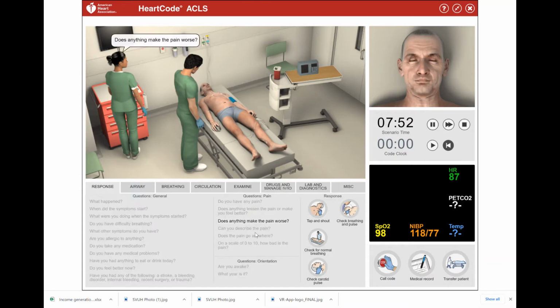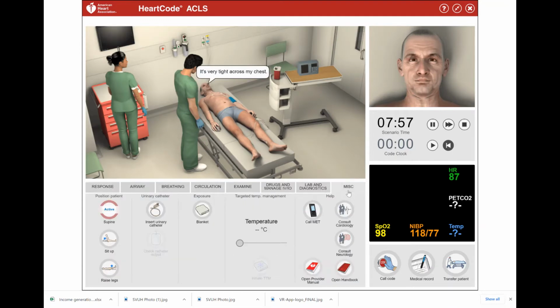Does anything make the pain worse? It gets worse when I walk. It's very tight across my chest. So we'll talk to cardiology, see what they say.